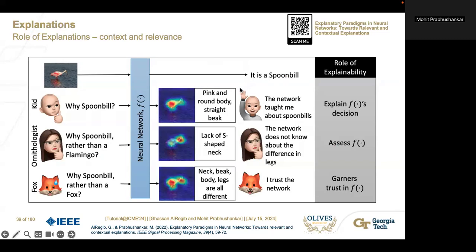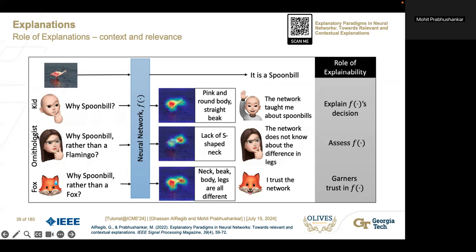Now, that's insufficient for everybody, right? You want to interpret your results. So the kid is going to ask, okay, why is this a spoonbill? And the answer to that should be that there's a pink and round body, there's a straight beak, which basically shows everything that you need for a spoonbill. And the kid is going to trust you. Kids are trustworthy. So the kid is going to say that the network taught me about spoonbills.